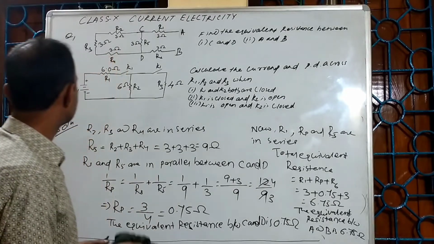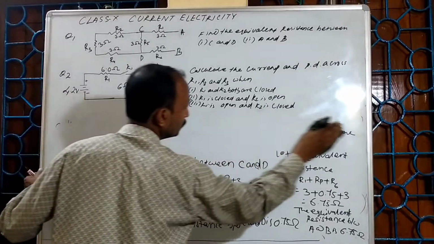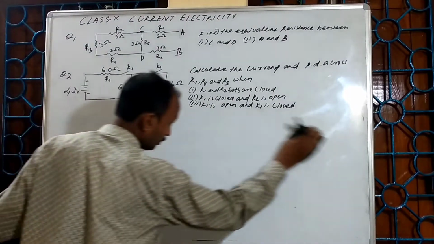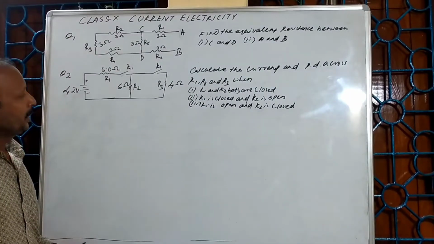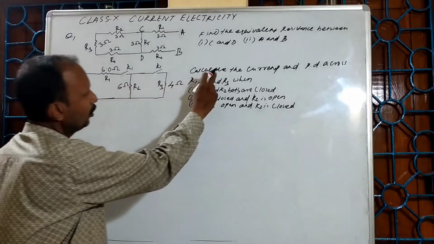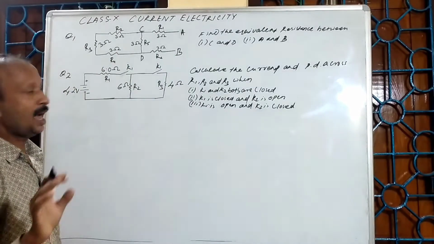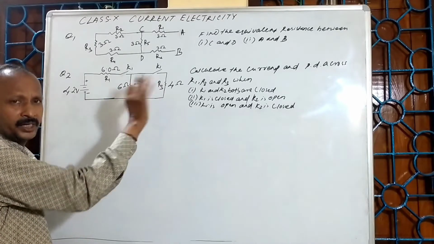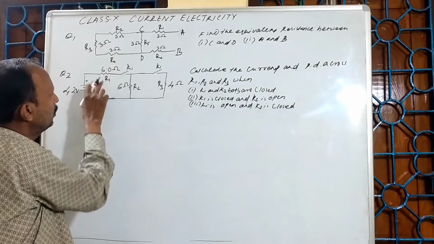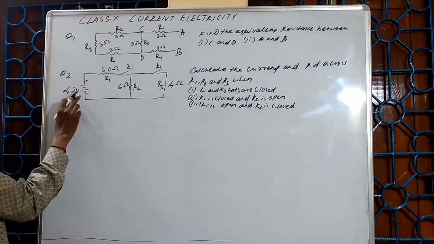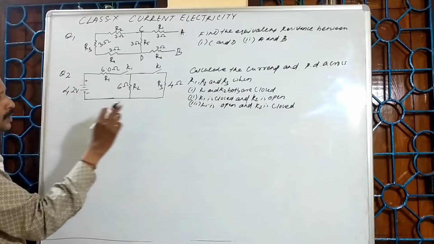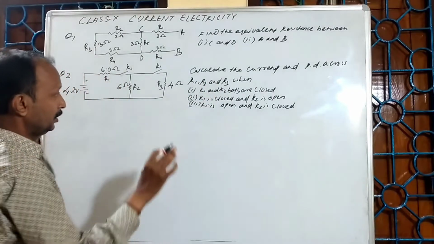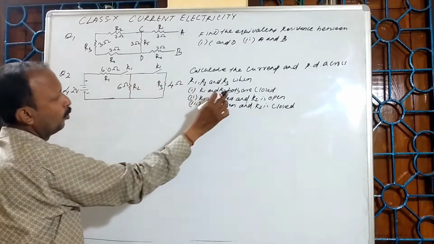So now let us move to the second question. The second question is a very important question so far as your board exam is concerned. Listen carefully. It is mentioned that in this figure, calculate the current and potential difference across R1, R2 and R3. In this circuit, 3 resistors are connected. The resistances are given as 6 ohm, 6 ohm, 4 ohm. It is connected with a battery of 4.2 volt. Calculate the current and potential difference across R1, R2 and R3 where K1 and K2 both are closed.